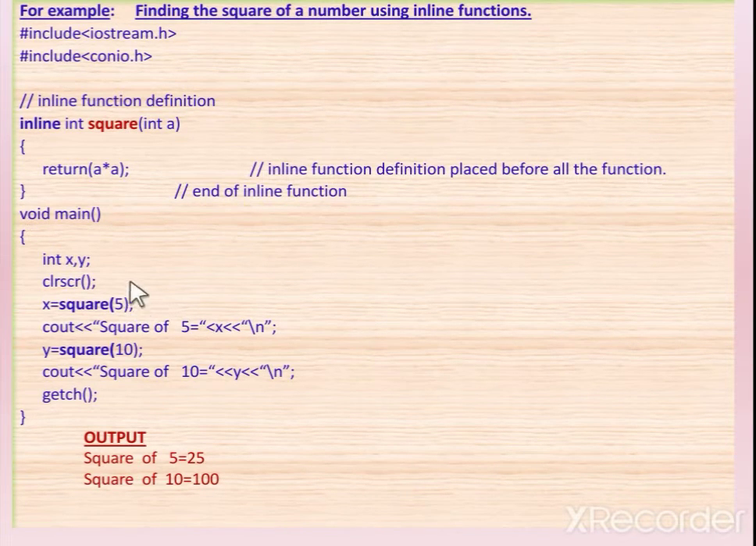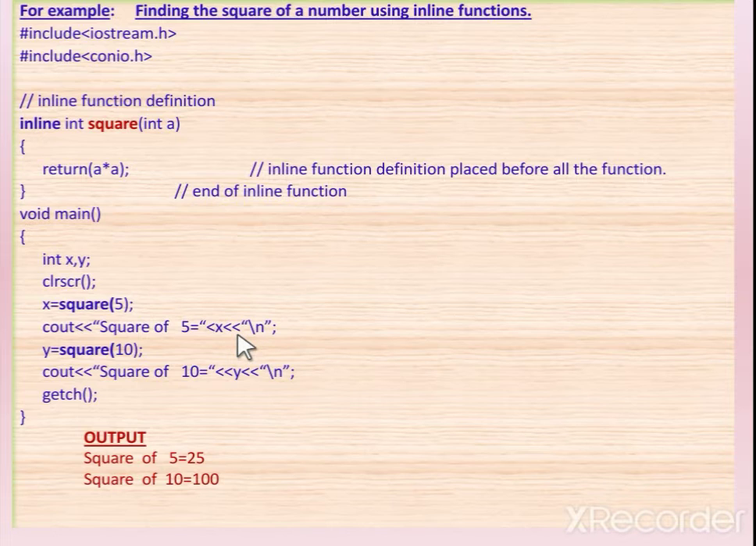Integer value 5. If it is a normal function, you are supposed to transfer the flow of control. If it is an inline function, what happens here? The body of the function will be substituted here. Then you will get the output. Square of 5 is equal to x, which means in the place of x you will receive the output.